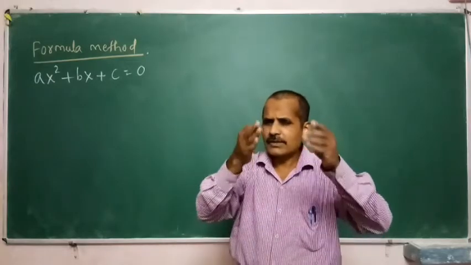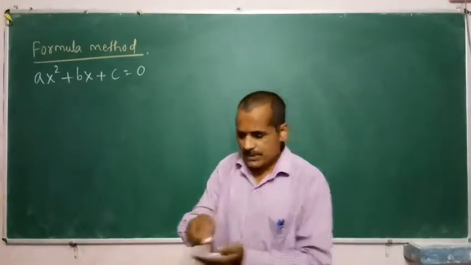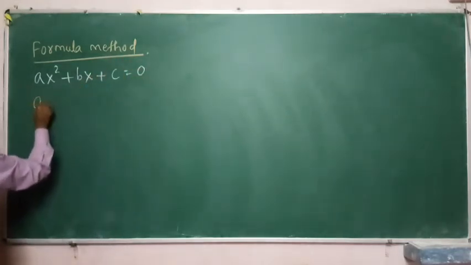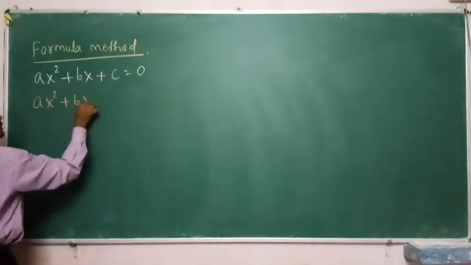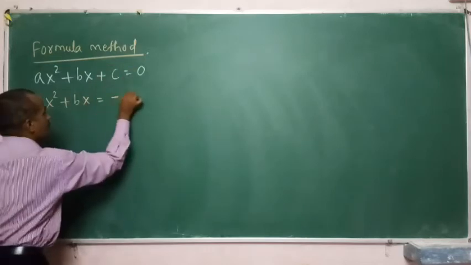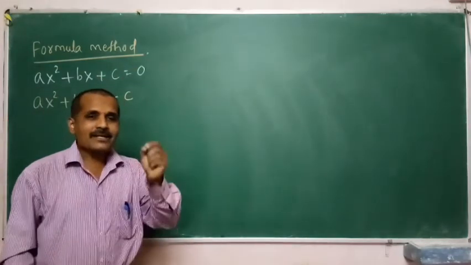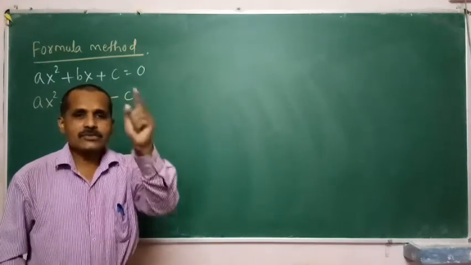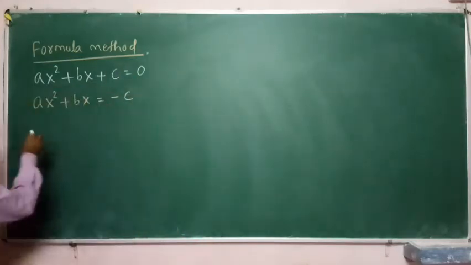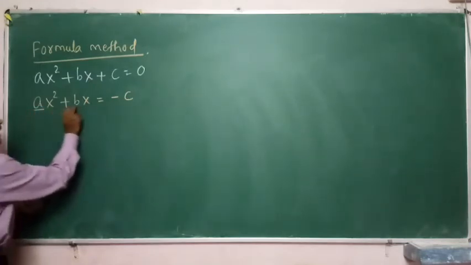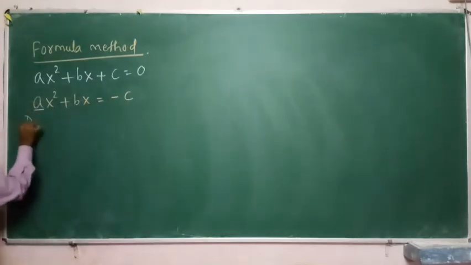For this general form of the quadratic equation, I will apply the completing the square method. You know the steps. What are the different steps we have used? First step, transfer the constant to the RHS. I will write ax square plus bx is equal to minus c. First step is over. Second step, make the coefficient of x square as 1. That means divide each term by a.